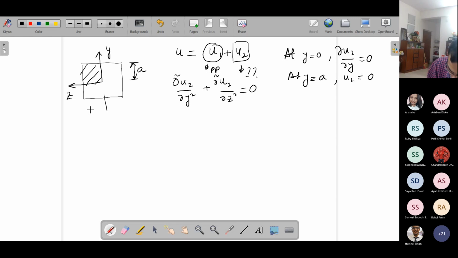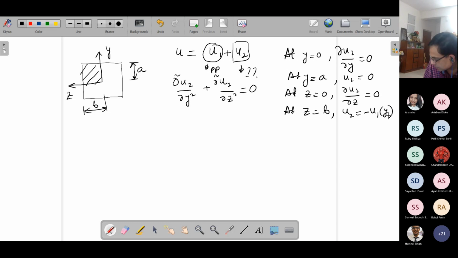And in terms of z, at z is equal to 0 and z is equal to b, u2 is equal to minus u1, which is a function of y, because u is equal to u1 plus u2, sum total has to be 0. So out of these four boundary conditions, let us number this 1, 2, 3, and 4.